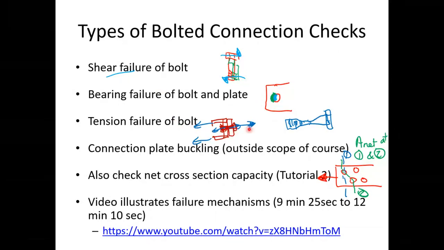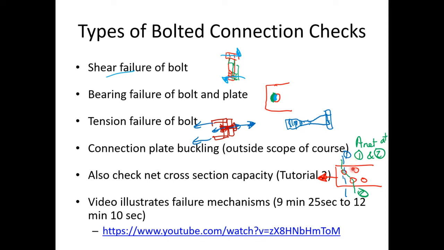There might be tension failure of the bolt if the bolt ends up in tension. There might be some buckling of a plate, which is outside the scope of this project, or this course, sorry. We might have to check the net cross-section capacity, like we did when we were looking at the member in tension. So where the holes are, we look at the cross-section there, maybe down through here or down through there.